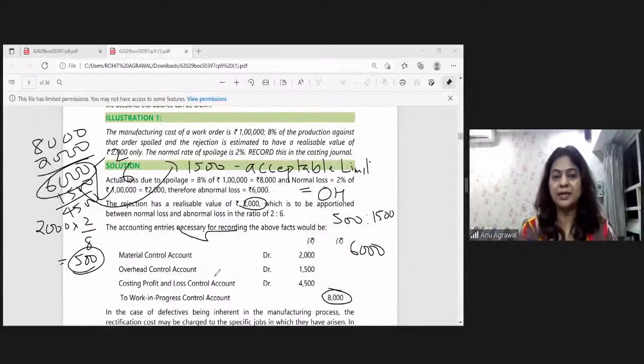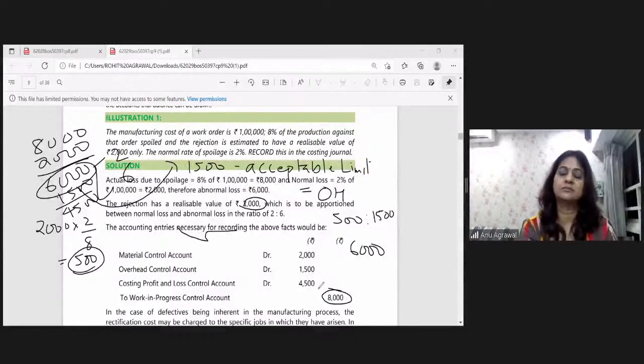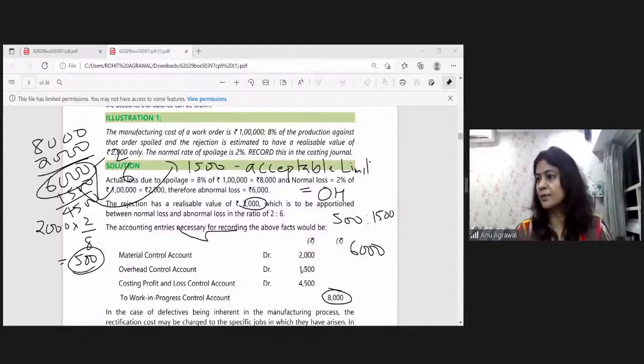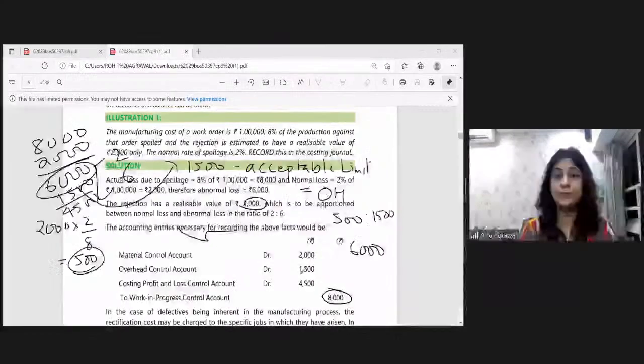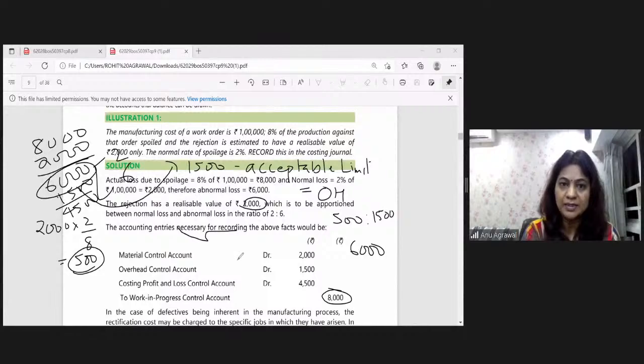So what is the accounting entry that I get? 1,500 I treat it as overhead control account. 4,500 I treat it as my costing P&L. I don't understand why Institute has done this entry of material control account 2,000. I would not have done this, right? I would have done the entry of only 6,000. Can you tell me why Institute has done this entry of material control account?